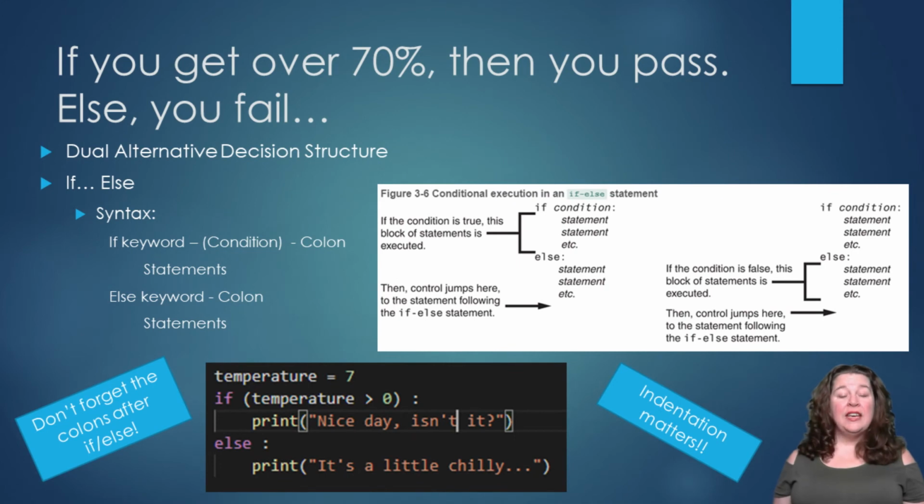So hopefully that gave you a little bit of an example of working with if statements and you're kind of comfortable with it. So we're going to add the next part of it, which of course is the else. If you get over 70%, you pass. Otherwise, you fail.